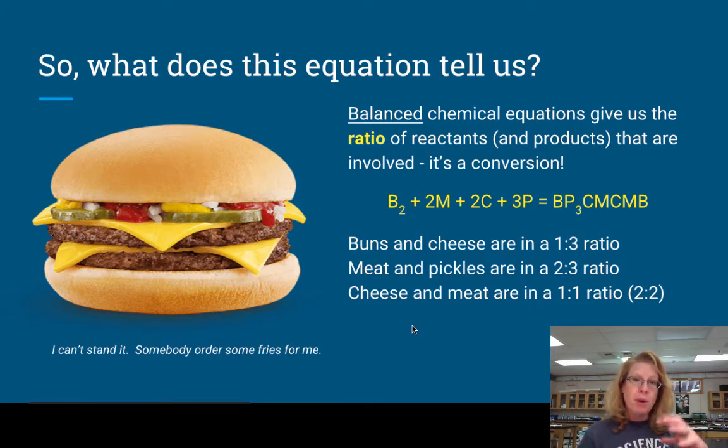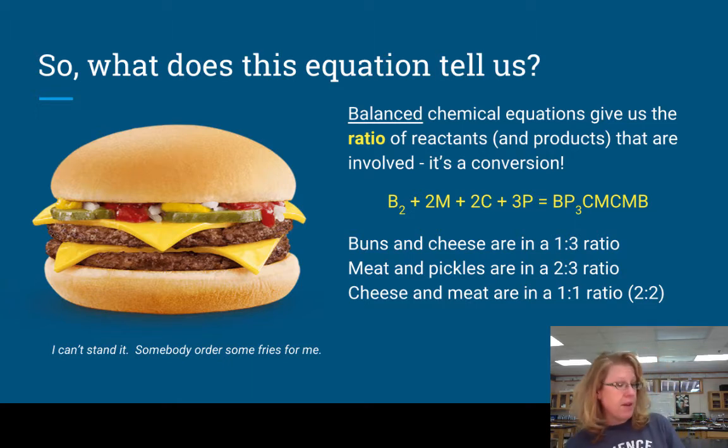So if I have a burger there and I know there's 2 patties, I know there's going to be 6 pickles. It's a way that we can do that scaling of our recipe in terms of figuring out what's what. Our cheese and meat are in equal proportions. They're 1-to-1, or we could say 2-to-2 because it's a double cheeseburger. But for every patty, I need 1 piece of cheese. So this is a way of doing our scaling up.